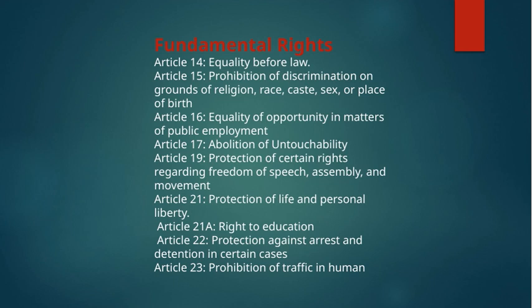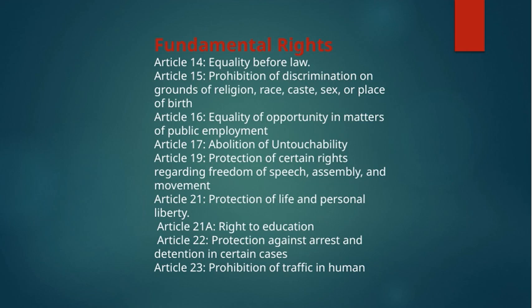Next, Article 16 emphasizes equality of opportunity in public employment, ensuring that jobs are accessible to all, based on merit rather than discrimination. Then we have Article 17, which abolishes the practice of untouchability, an important step towards social equality and ending social injustices. Articles 19 through 22 focus on individual freedoms and protections. Article 19 protects our rights to freedom of speech, assembly, and movement, fundamental for a vibrant democracy. Article 21 guarantees the right to life and personal liberty, which is fundamental for individual dignity.